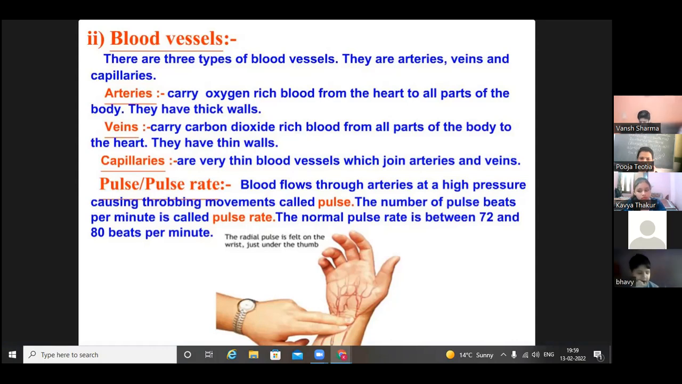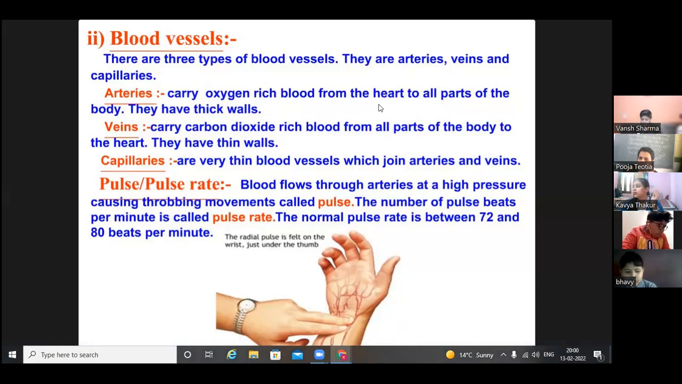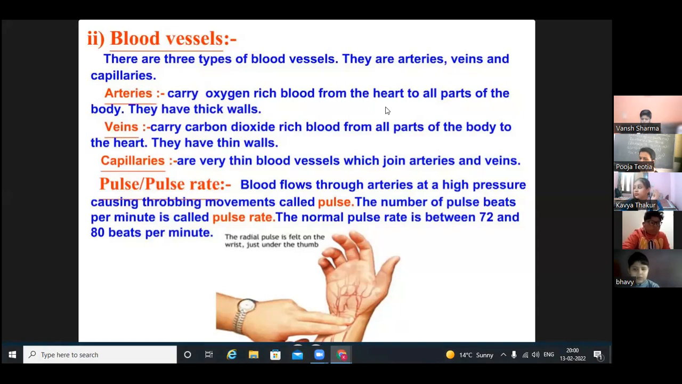And we can count the pulse rate in both hands. Yes, in both the hands you can calculate. Just search it out, fix the time. First of all, feel your pulse, then fix the time for 1 minute, then start calculating. You will be finding, if you are at rest position, that depends. Pulse rate also increases when you are running or doing any physical exercise. If you are at rest position, not doing anything, your pulse rate will be between 72 to 80 beats.